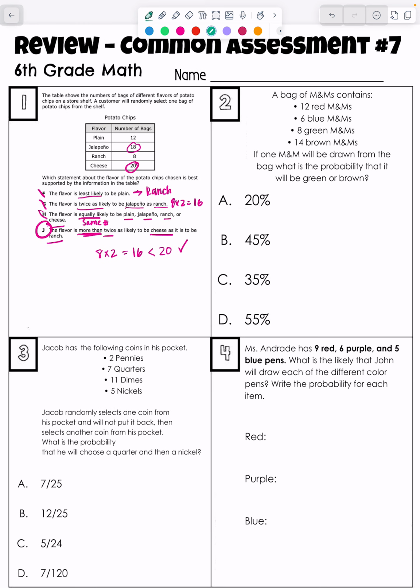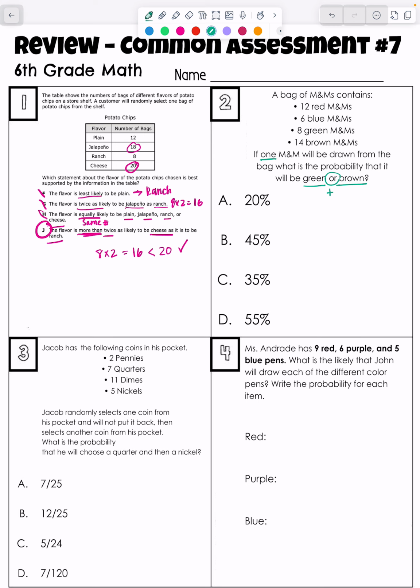All right, number 2. A bag of M&Ms contains 12 red M&Ms, 6 blue M&Ms, 8 green M&Ms, and 14 brown M&Ms. If one M&M will be drawn from the bag, what is the probability that it will be green or brown? So remember, when we see that word "or," we know we're adding green and brown. But first, we have to find the total amount of M&Ms that are in this bag.